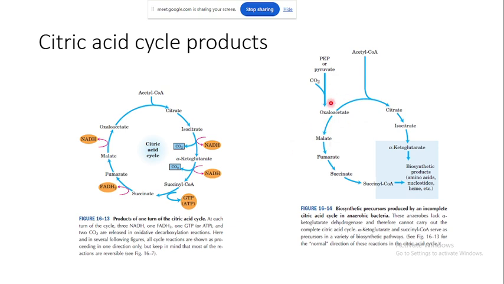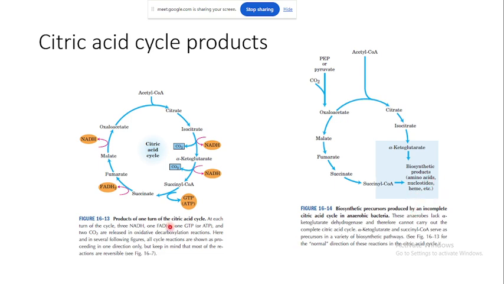oxaloacetate, right? So this oxaloacetate in the mitochondria, as we saw in the last class, will be converted into malate. This malate will be reduced to fumarate, and fumarate will be reduced to succinate, and succinate will be converted into succinyl CoA, just the opposite reaction, right? Then again, the succinyl CoA will be used as a precursor for amino acids, nucleotides, and heme group, right?